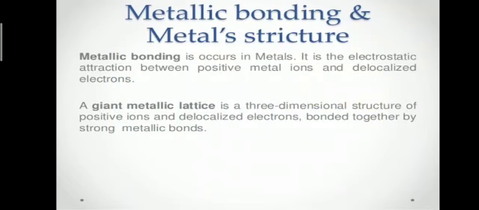Metallic bonding and metallic structure. In the metallic bonding you have already studied that a sea of electrons is formed by losing one electron of the metal atom from the outermost shell. That one electron is removed and the atom becomes positively charged. A metal lattice is formed and there is a force of attraction between the metal positive ions and the sea of electrons formed in the metal lattice. A giant metallic lattice is a three-dimensional structure of positive ions and delocalized electrons. These electrons get delocalized by removing from the metal atom and then are bonded together by strong metallic bonds.